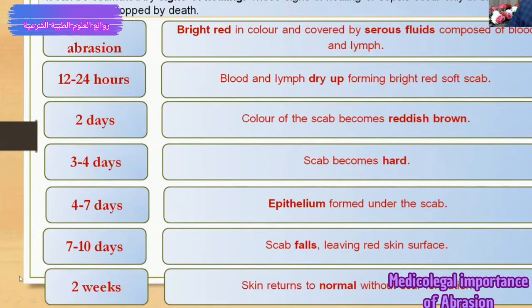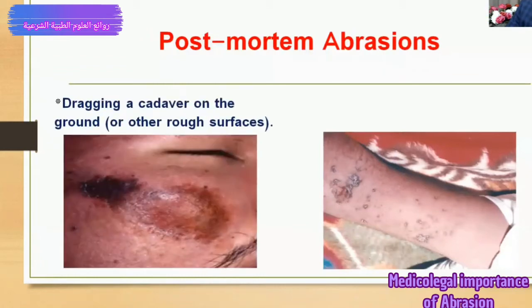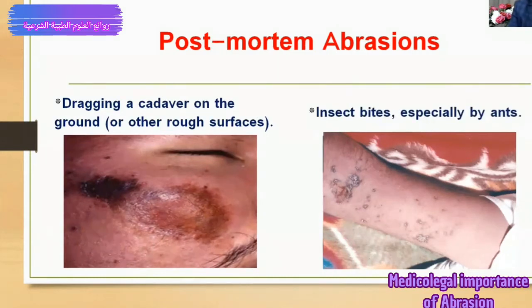So abrasion heals but without scar formation. What are the causes of post-mortem abrasion, and how does it occur? Post-mortem abrasion may occur by dragging of a cadaver on the ground or other rough surface. Also, it may occur by insect bites, especially by ants, which may produce an abrasion somewhat similar to the abrasion produced by a rough surface.